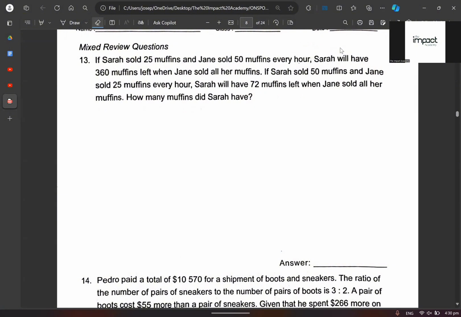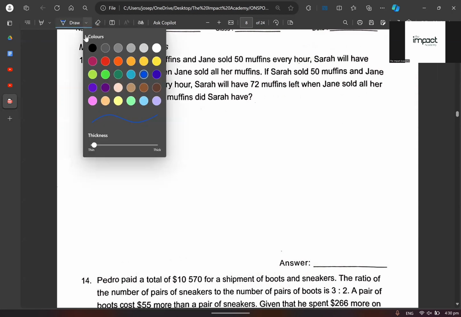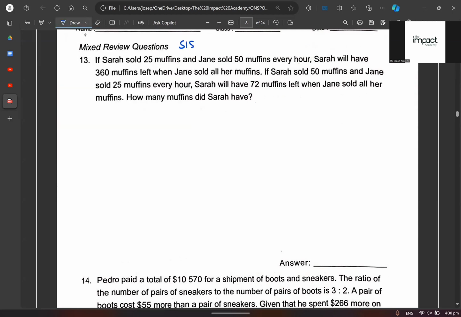Am I making sense? Now, what we are going to do first is, of course, to write down the concept, right? We are going to say that this is S1 and S2. Very good. Okay, the first thing I want to do is to read the question.